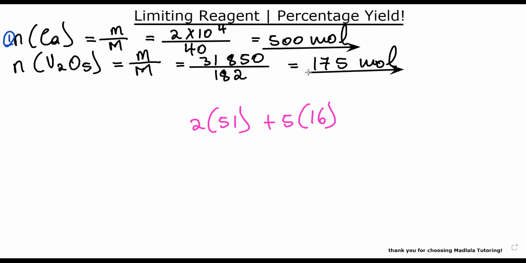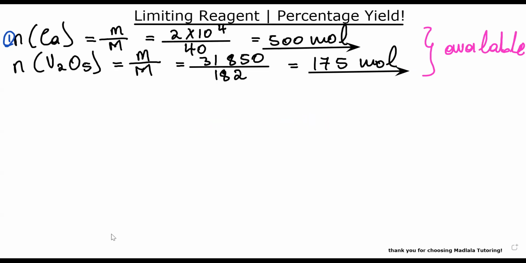Okay, fine. Remember, what you see here is the number of moles that are available at the start of the reaction for both of these reactants, all right? So the second step is to find the number of moles of one of these two reactants that are needed to react with the other reactant.